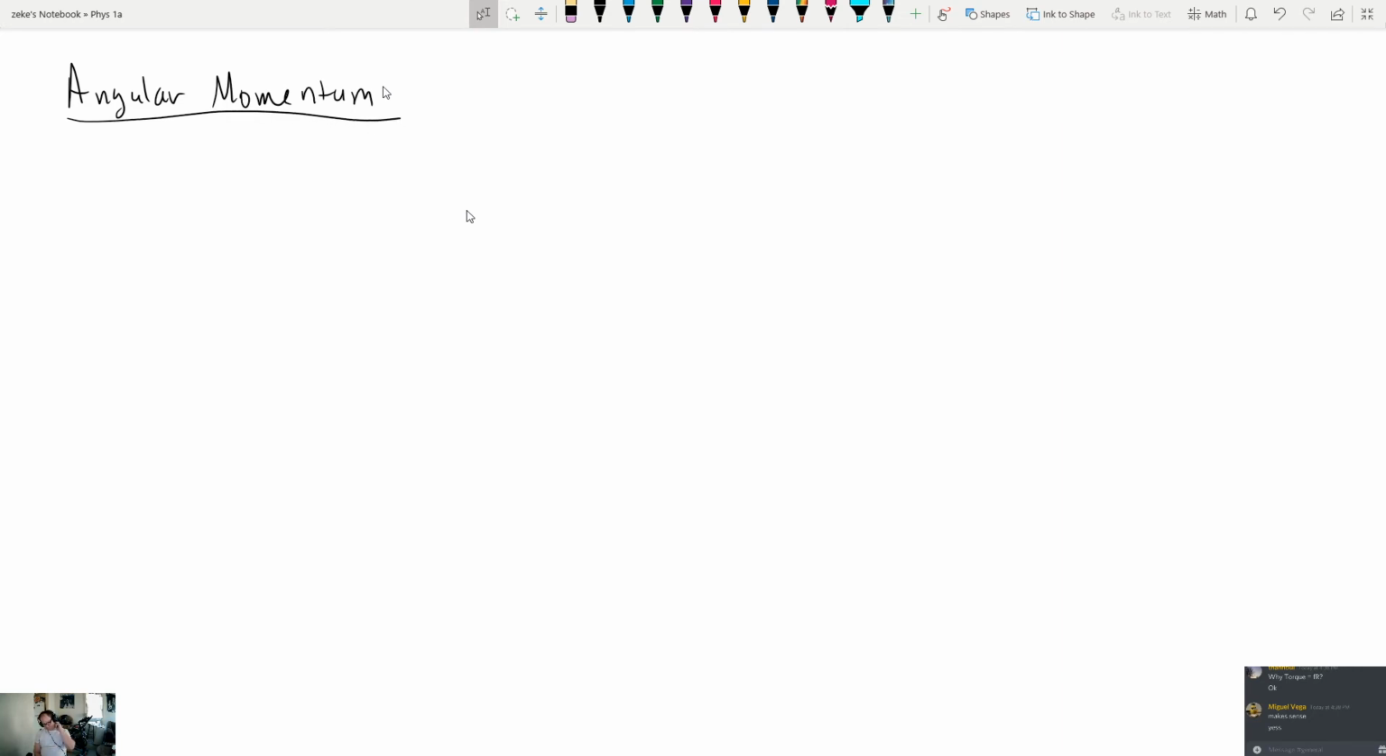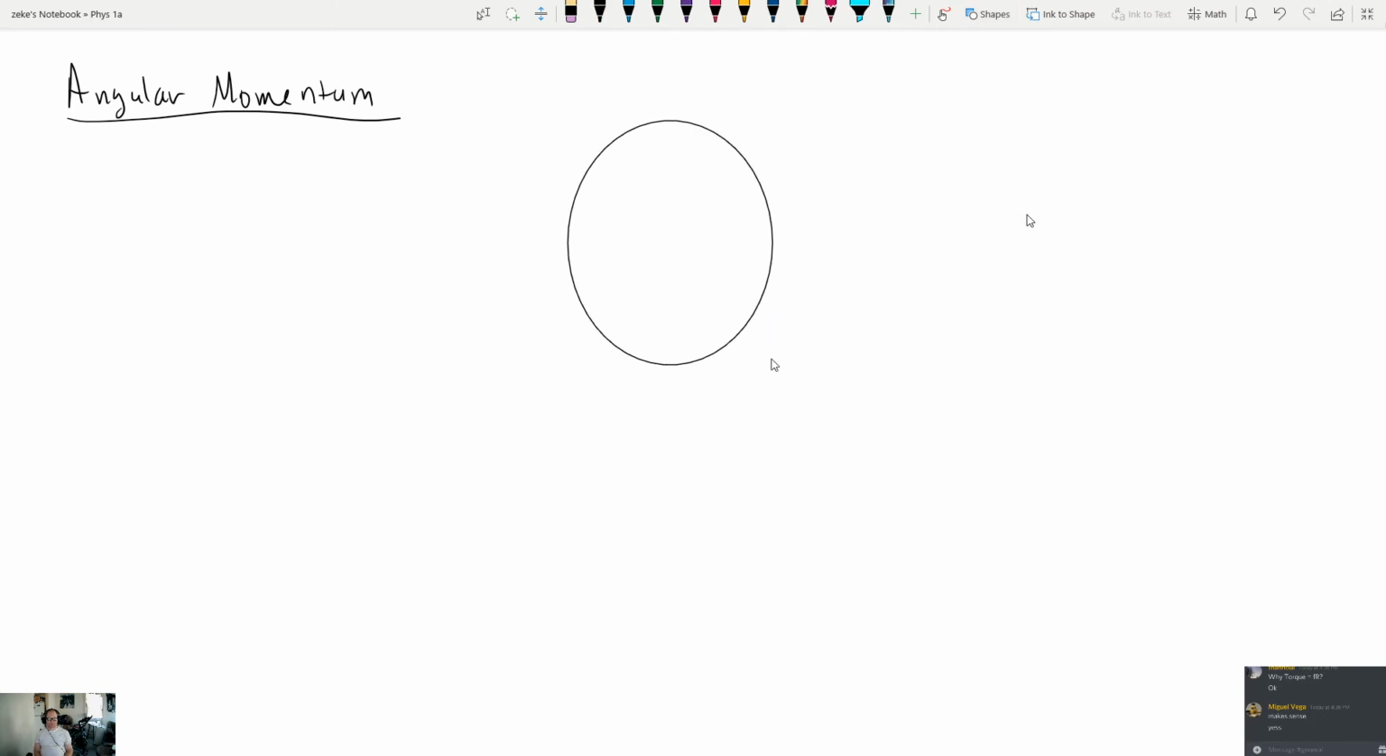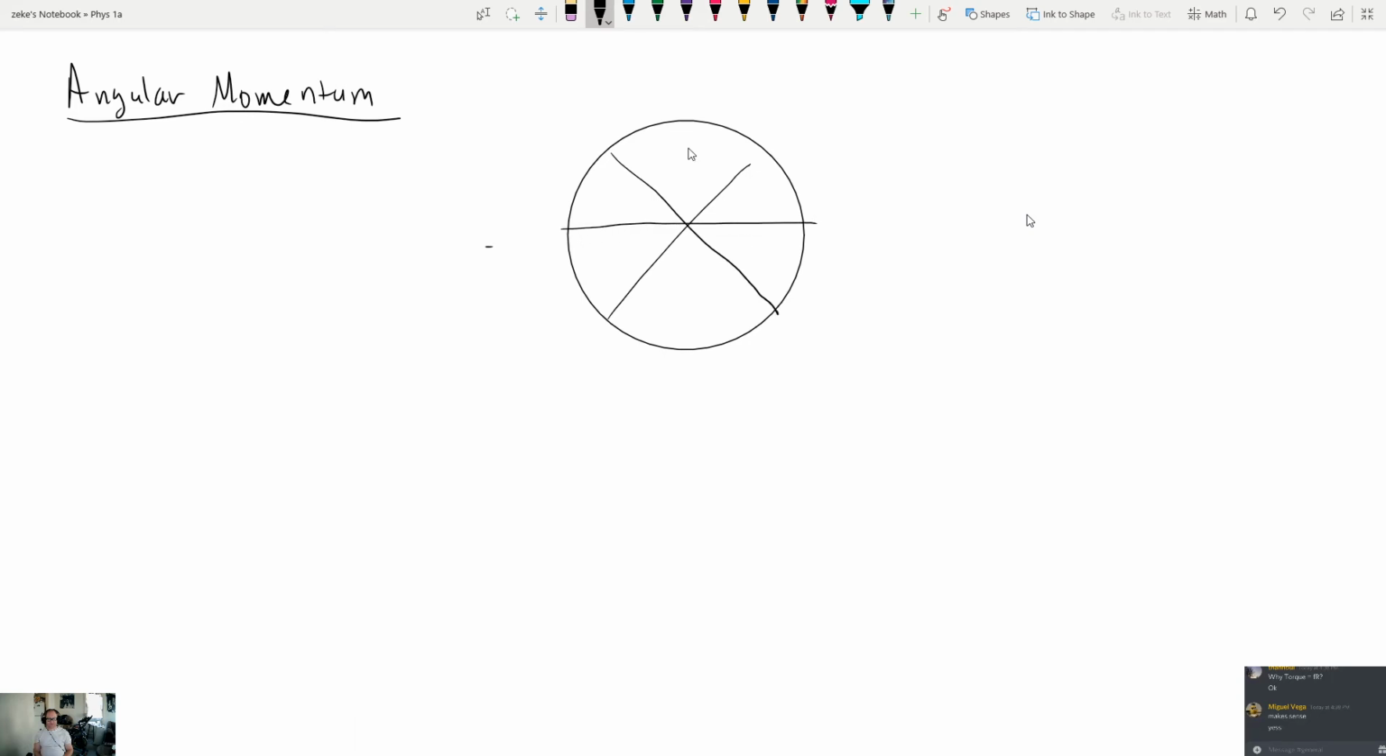All right. So let's say you take a wheel and it's rolling. So we've got maybe some kind of a bicycle wheel or something like this that is moving around in a circle, rotating with some angular speed that we call omega. And we think about what the parts of this object are doing.